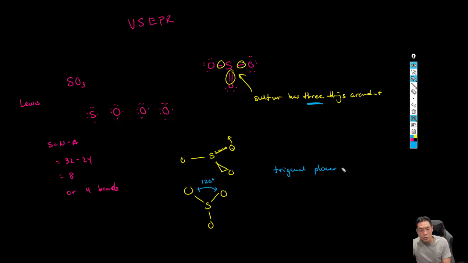Okay, so 3 things. The other one was called linear because it's straight. This one's trigonal planar, and this is with 3 things attached. So when you have 2 things attached, it's linear. When you have 3 things attached, it's trigonal planar, and the bond angle is 120.